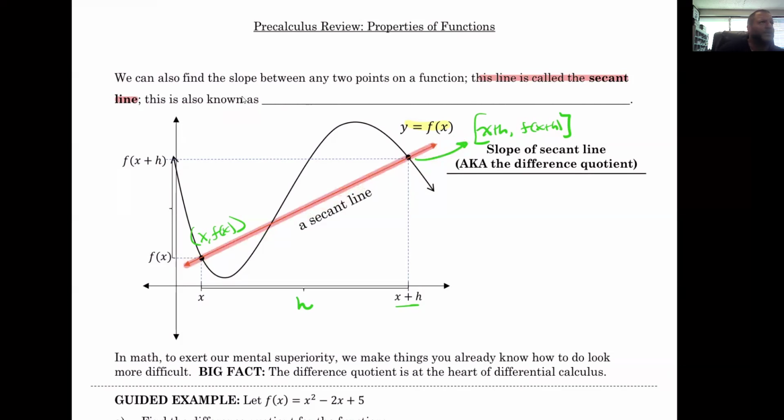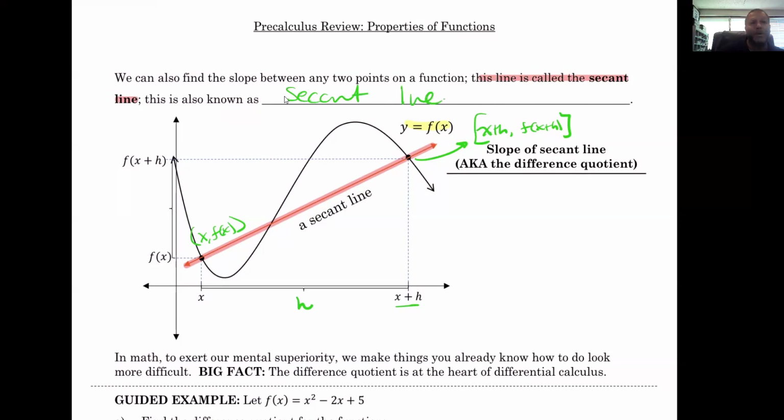This is also known as a secant line. It's really important for me to emphasize the fact that it's a secant line. I feel like I should say that, like, this is known as a secant line, this is known as a secant line, something like that.